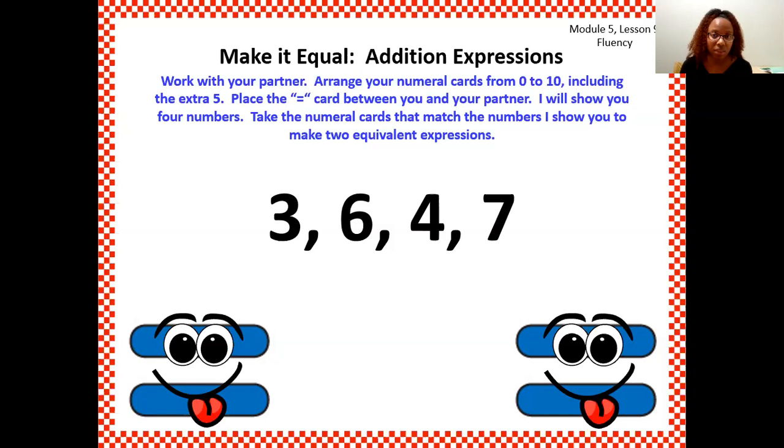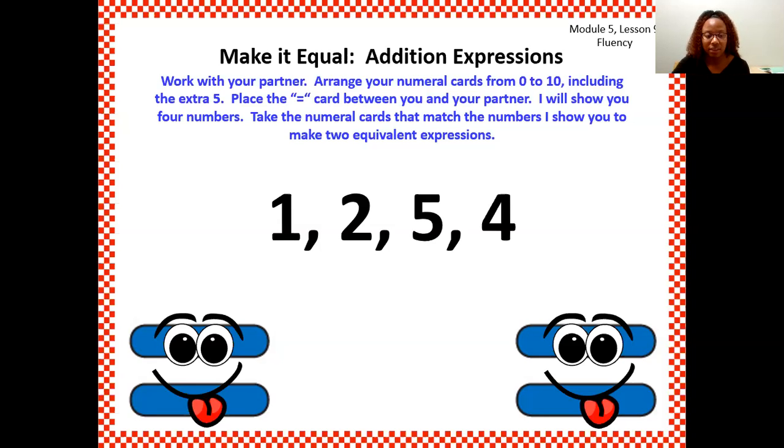All right, so I came up with the expression 6 plus 4 equals 7 plus 3 because they will both equal the number 10. Let's try these numbers here. I have 6 plus 1 is equal to 5 plus 2 because those two expressions are equal to 7. Here's our next set of numbers. I have 4 plus 2 is equal to 5 plus 1 because those two expressions are equal to 6.